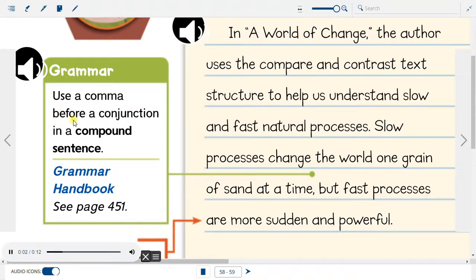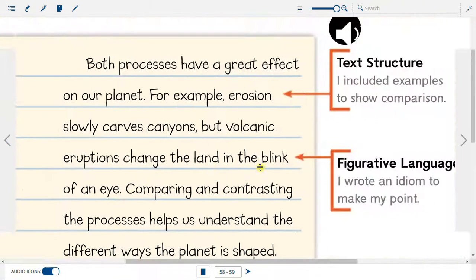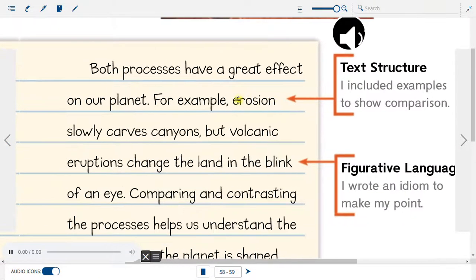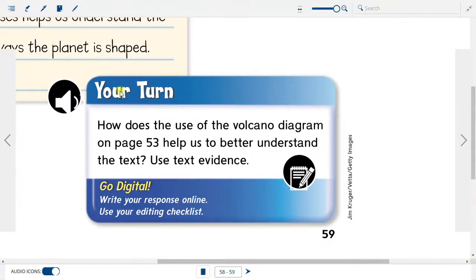Grammar. Use a comma before a conjunction in a compound sentence. Focus on a topic. I used facts to support the topic. Text structure. I included examples to show comparison. Figurative language. I wrote an idiom to make my point. Your turn. How does the use of the volcano diagram on page 53 help us to better understand the text? Use text evidence.